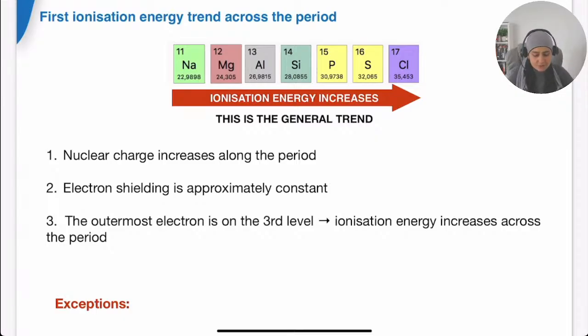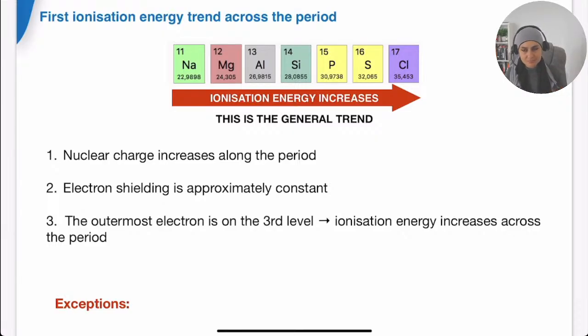So across the period, again, there could be 2 types of questions. They can ask you about the general trend in the first ionization energy across the period, or they could ask you to also explain the exceptions. So the general trend is that the first ionization energy increases across the period. As you go across the period, it becomes more difficult to remove the outer electron. So first ionization energy increases.